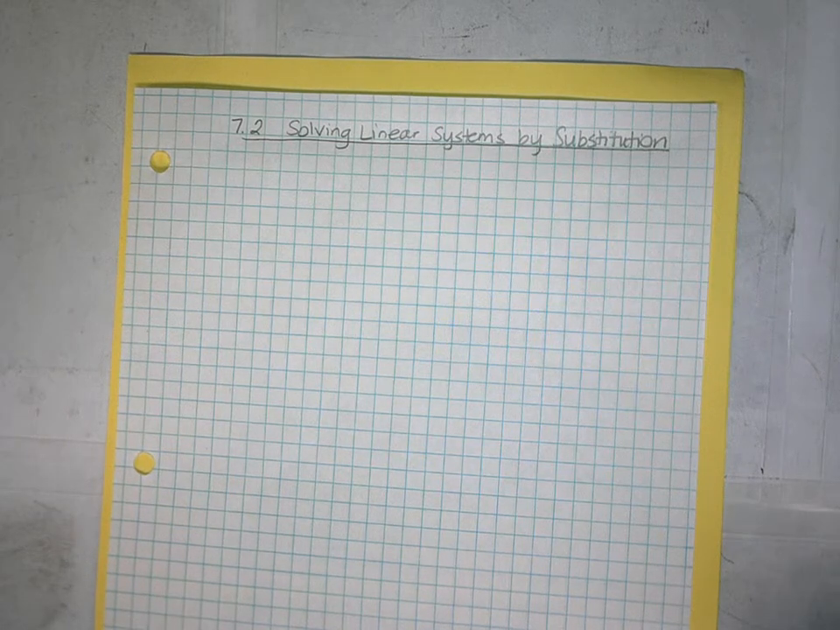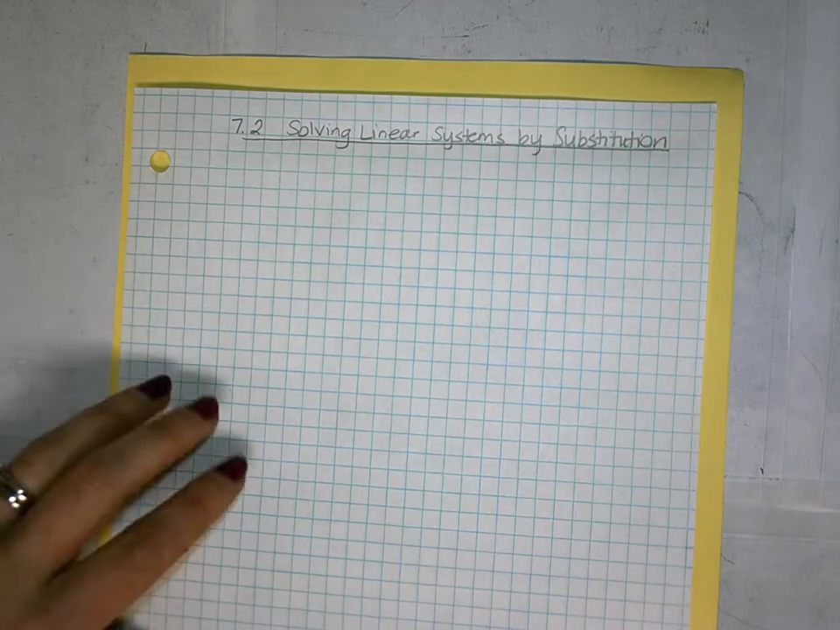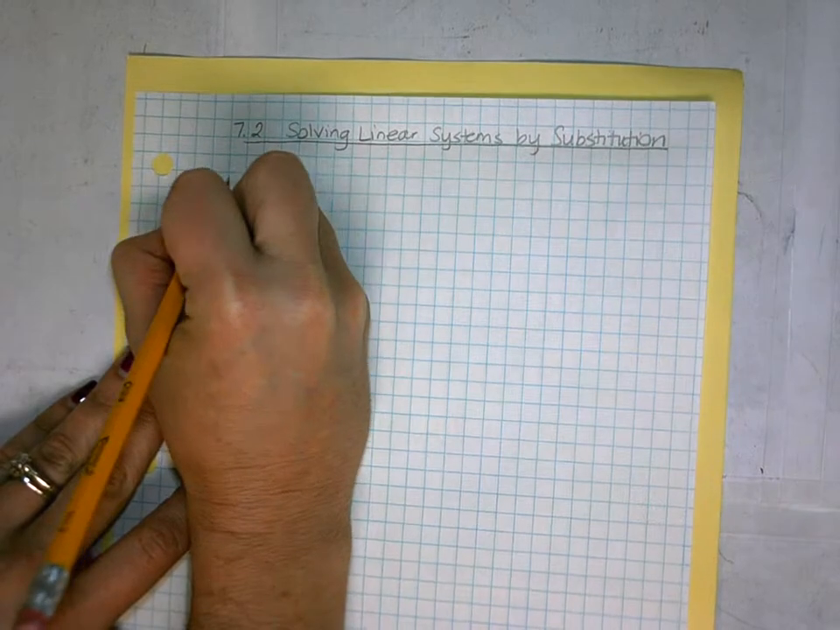All right, hopefully you were pretty successful with solving linear systems by graphing. Now we're going to look at 7.2, which is solving linear systems by substitution. This is doing the same thing but without graphing, so that you wouldn't always have to graph your problem. So here's the first example.